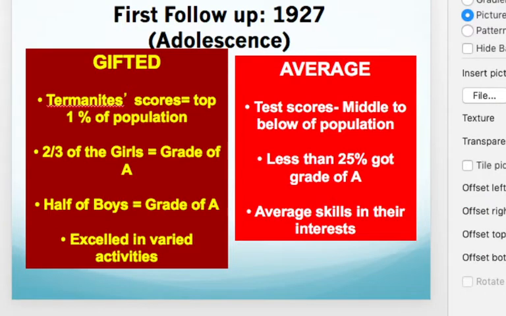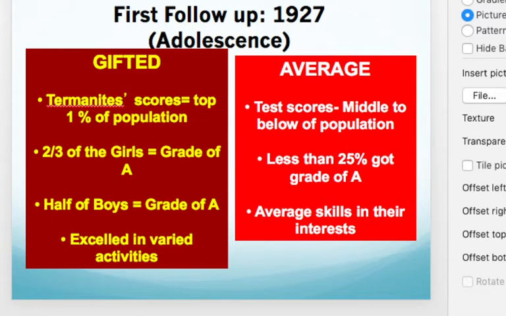For the gifted kids, yung kanilang scores, by the way, Lewis Terman called the gifted kids the Termanites. Kasi ito yung kanyang pinaka mga participants, no? So, pinangalanan niya ng surname niya yung mga gifted kids. So, their overall score sa isang intelligence test is on top 1% of the population. 2 out of 3 of the girls dito sa population na to, meron silang grade of A, while half of the boys obtained a grade of A, at marami sa kanila, they excelled in varied activities in school.